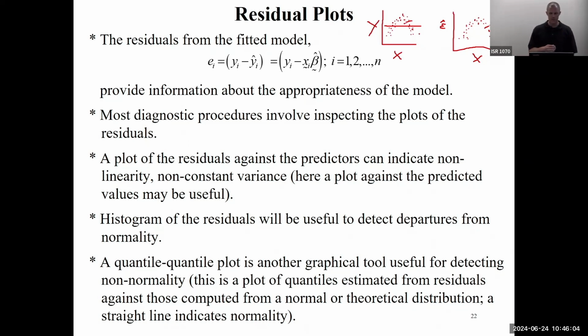Now, a plot of the residuals against the predictors can also present evidence of non-constant variance. So maybe for certain values of the predictor, the spread is really large in the residuals, but then for other values of the predictor, the spread is really small.